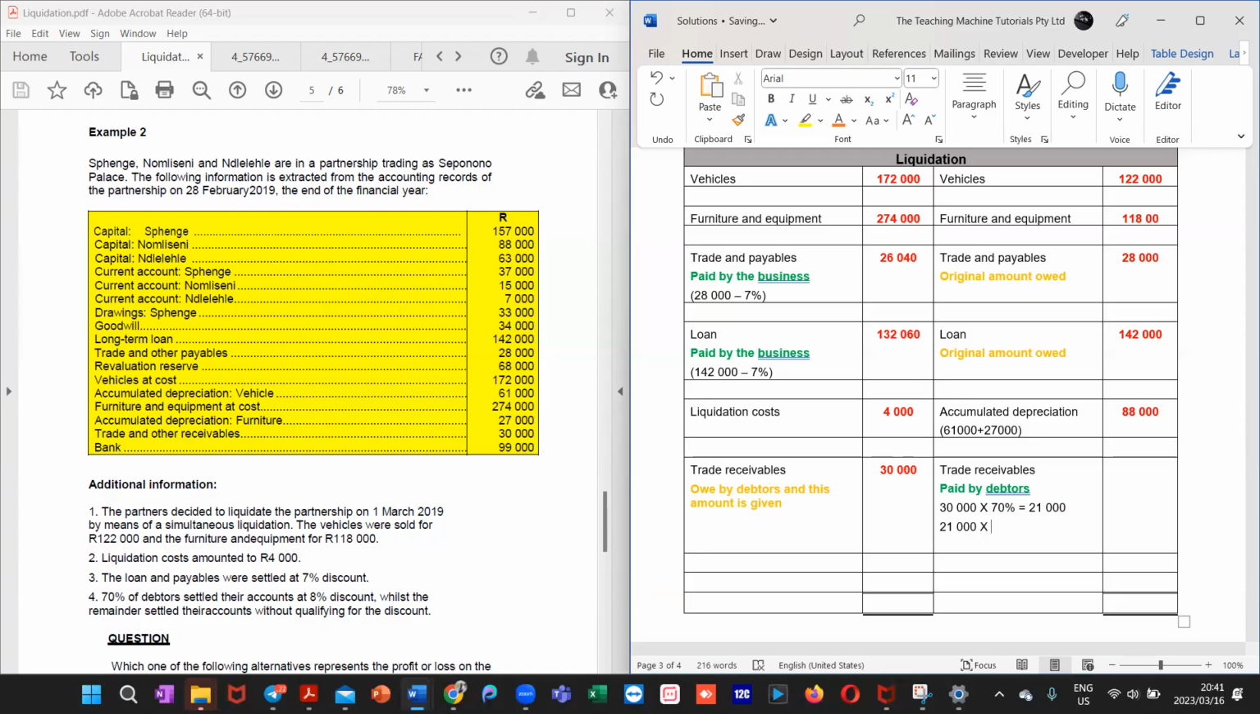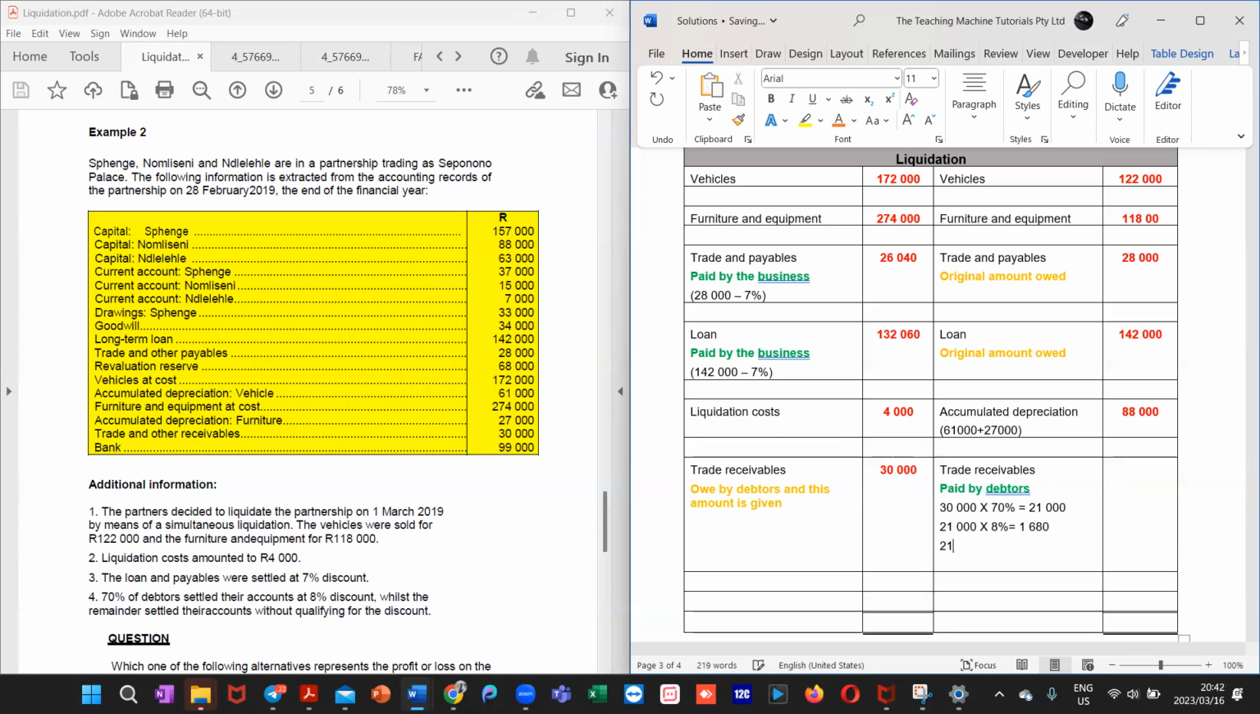So we need to say 21,000 multiplied by 8%. 8% equals 1,680. Then we minus it from 21,000 because they won't pay the full amount. They will be given an 8% discount. How much is 21,000 minus 1,680? 19,320. So guys, the business is owed 30,000.